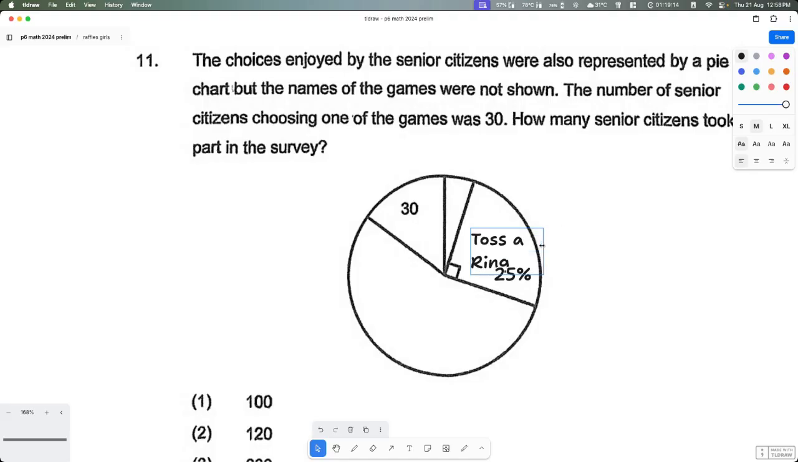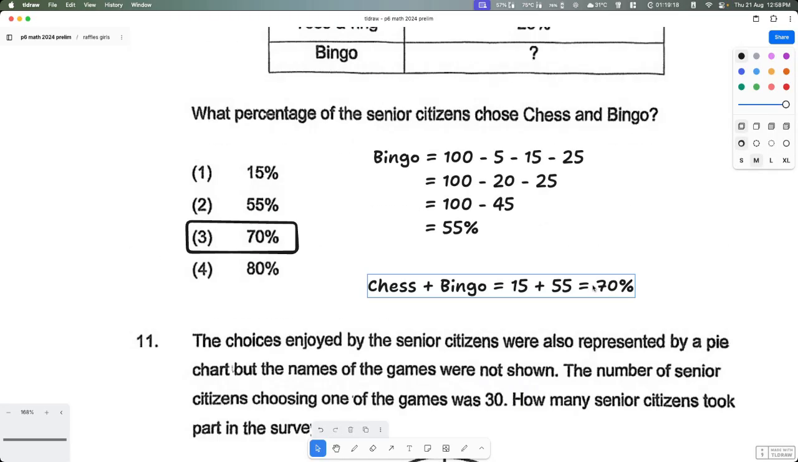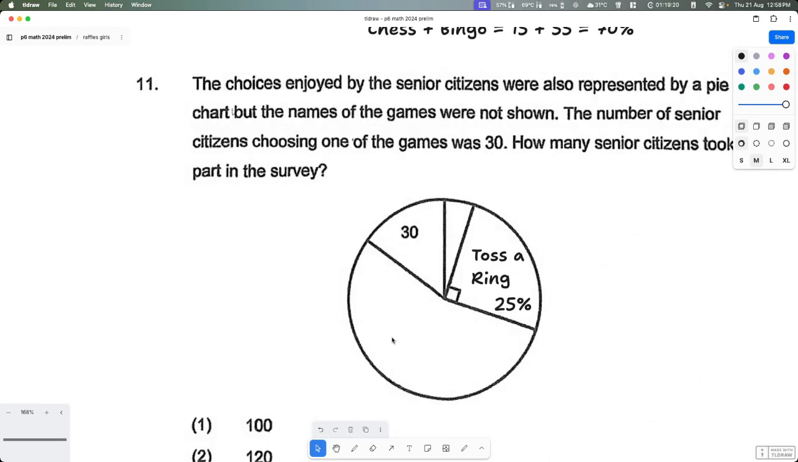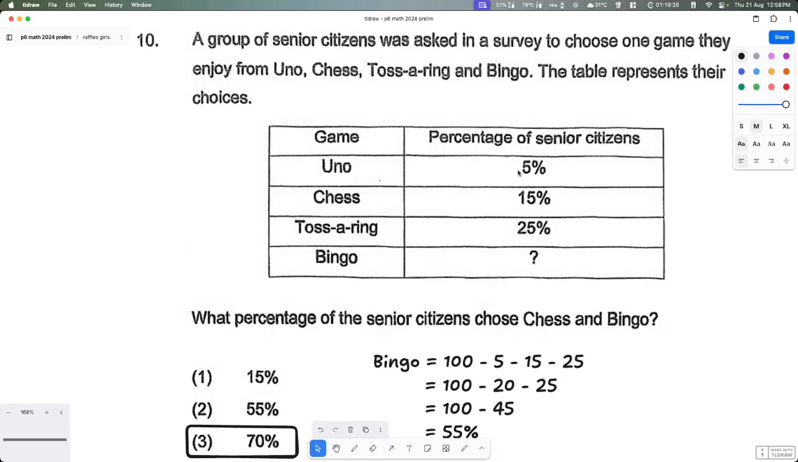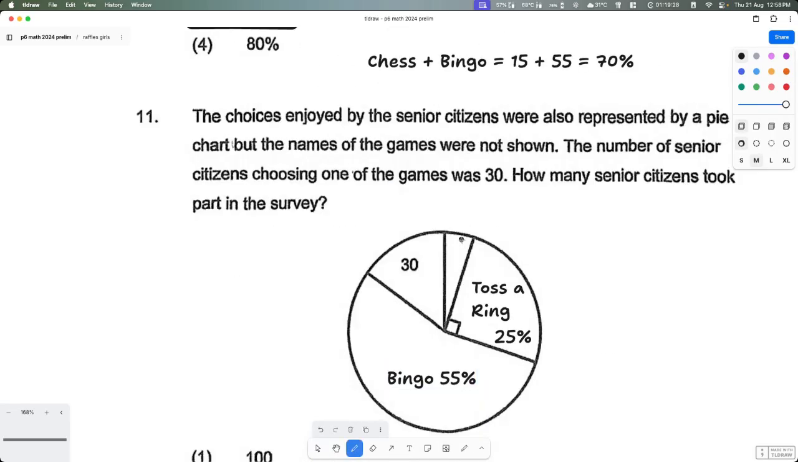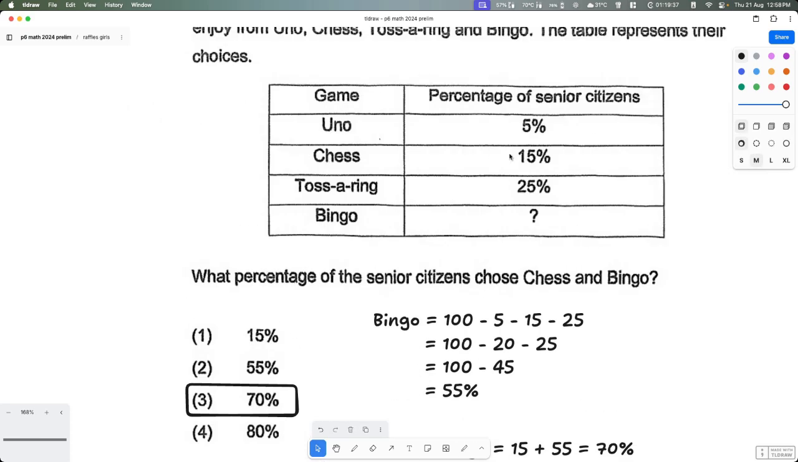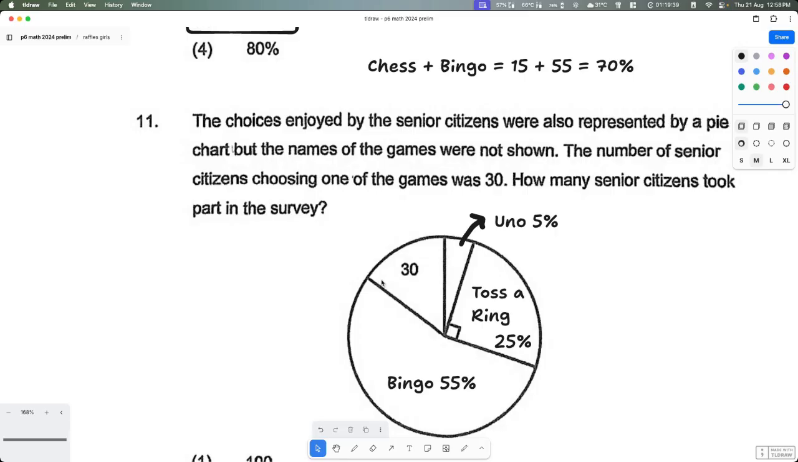Okay, toss a ring, 25%. And then the largest one is bingo, which is 55%. And then what is the smallest? The smallest is Uno, which is 5%. And then lastly, that means chess is 15%.